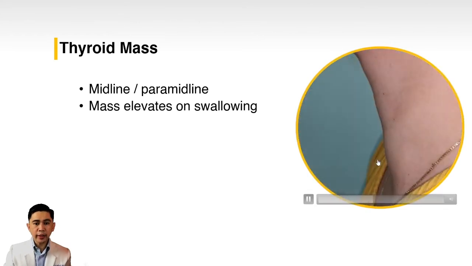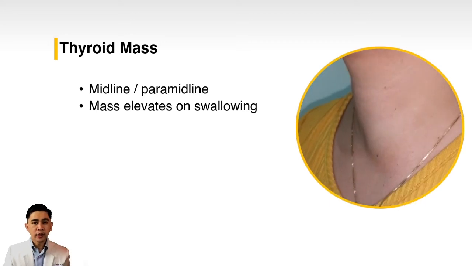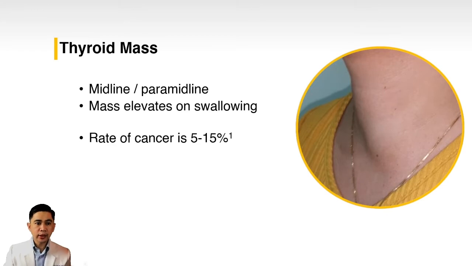Okay, when you ask the patient to swallow, the mass also elevates. It has something to do with the thyroid and its attachment to the trachea. And the trachea, it elevates during swallowing. Thus, if there's a mass in the thyroid and it's attached to the trachea, it also elevates. The rate of cancer in thyroid masses is around 5 to 15%, usually around 4% in females and around 8% in males on the average.